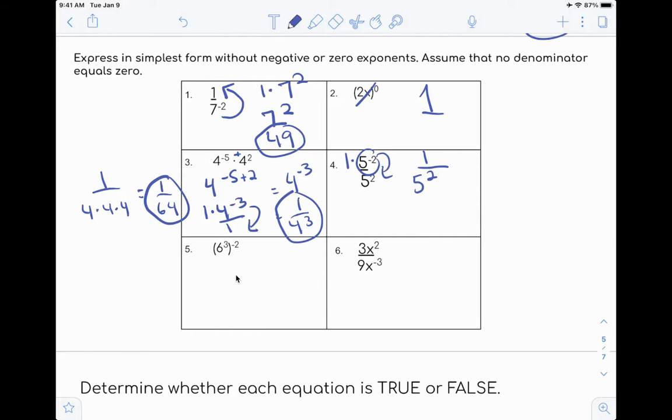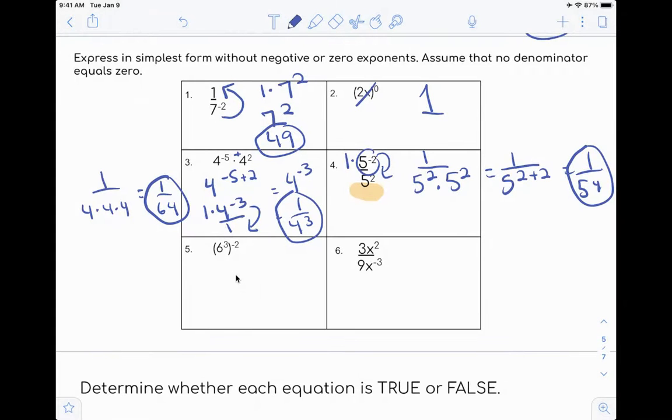Now you will notice in the denominator, I already had a 5 squared. So I'm going to rewrite that. Now I need to use my product rule, which says when bases are the same, you add the exponents. And I know 5 to the 2 plus 2 is 5 to the 4th power. And that is perfectly fine. That's a great answer.